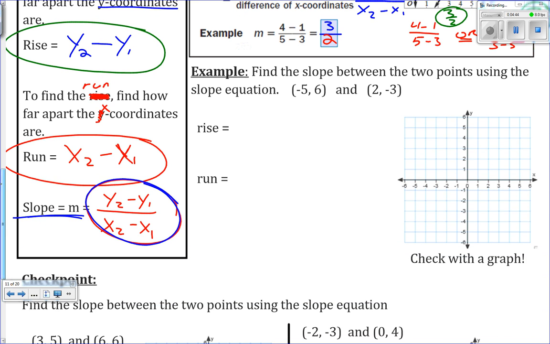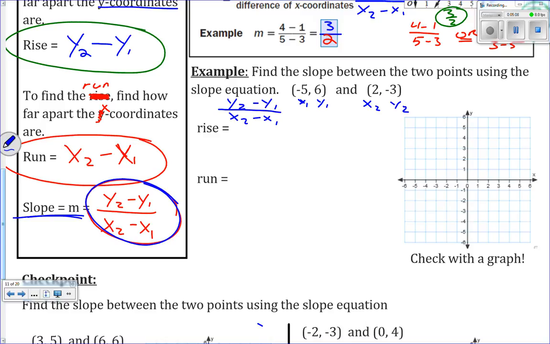Okay, so let's try one. Find the slope between the 2 points using the slope equation. Let's write it down. y2 minus y1 over x2 minus x1. This is x1 and y1. This is x2 and y2.